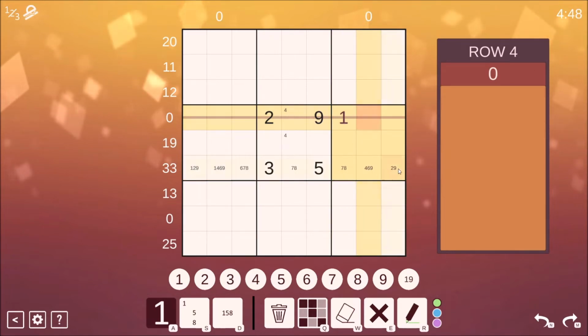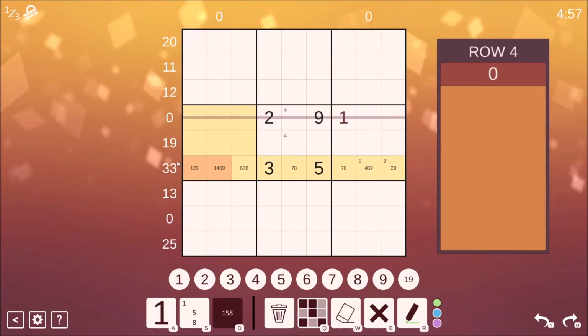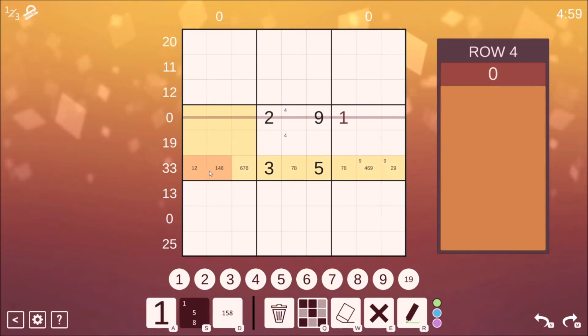Now, because we can't have a 1 over here anymore, we know we're going to have a 9. And we can get rid of the 9s over here and say that we know we have a 1 over here.